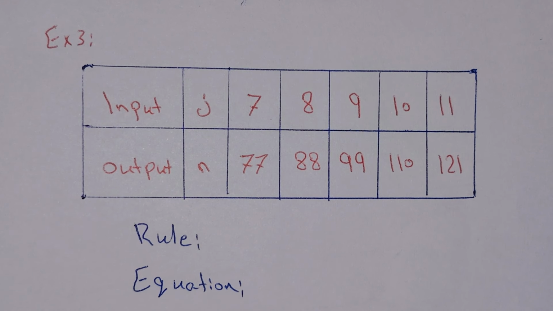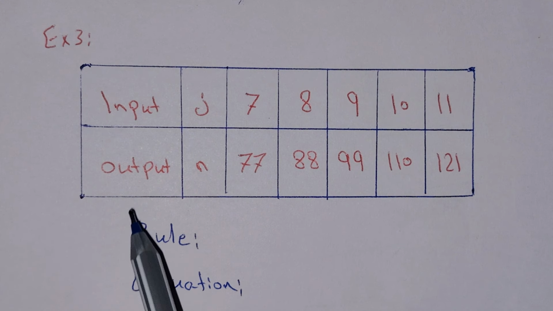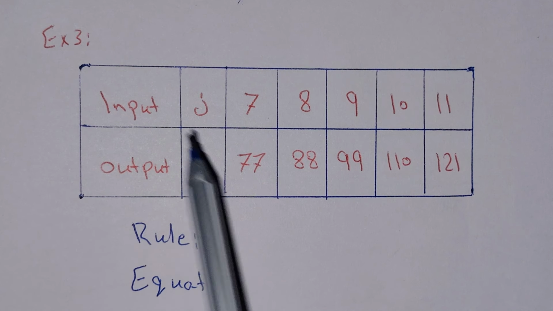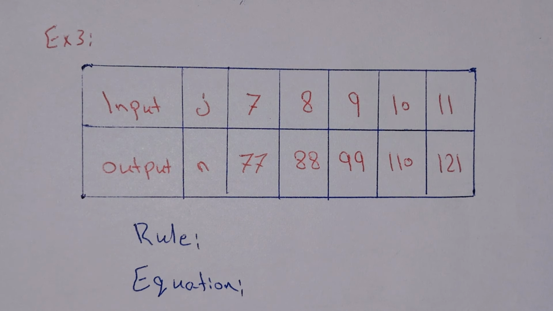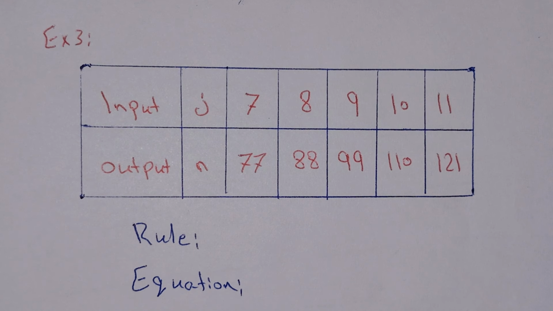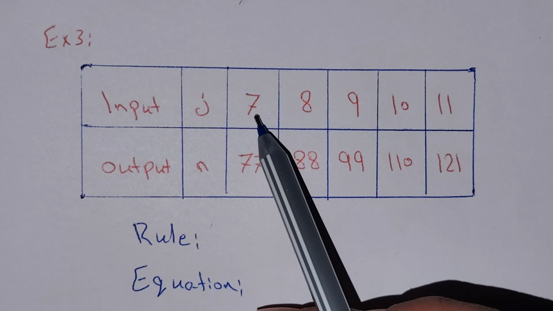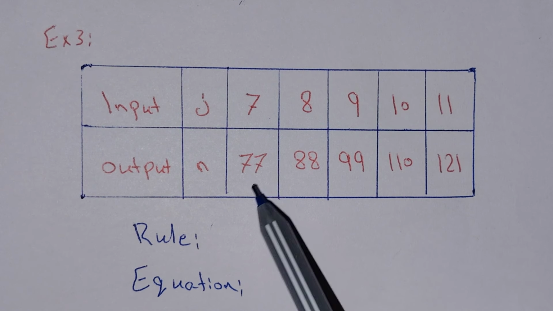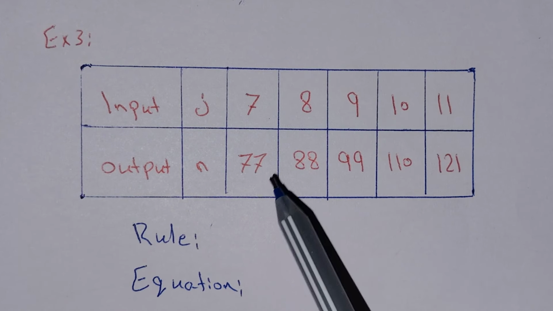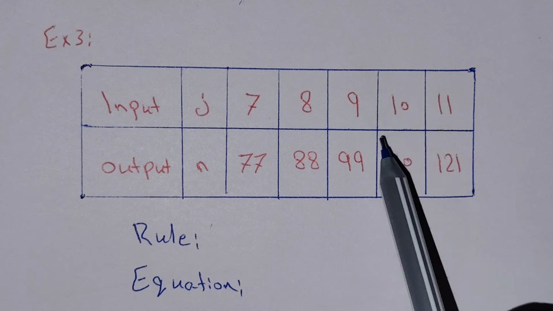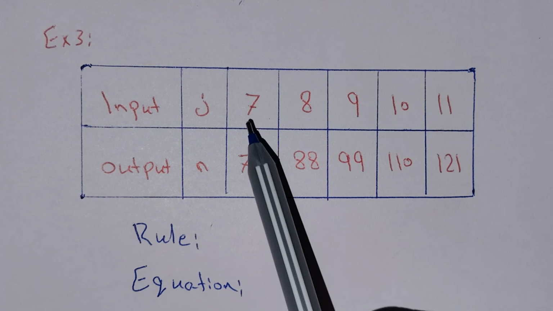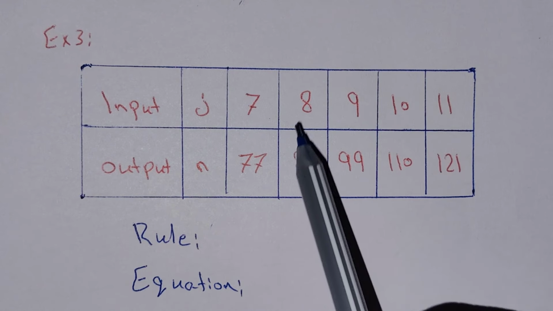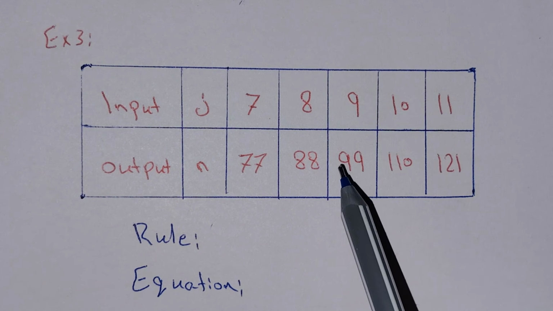Okay, now we have example 3, the input and output. The variable is j for the input and n for the output. Those are the numbers. I want you to pause the video because I'm gonna solve it in 3, 2, 1. Now, since the input is less and the output is greater, that one should be multiplication. Now, this one is obvious. Maybe those two need a little bit of thinking, but those three are obvious. 7 becomes 77, 8 becomes 88, 9 becomes 99.